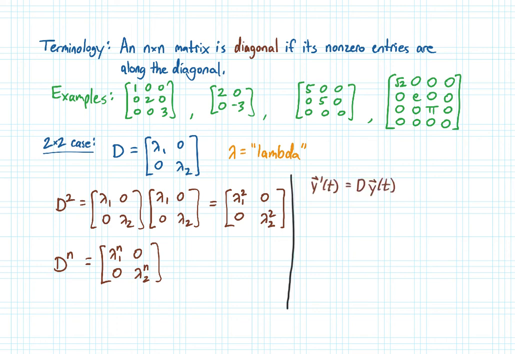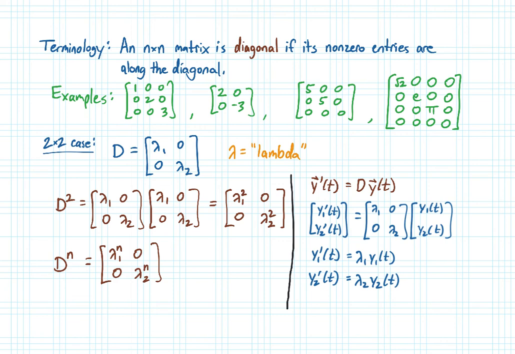Now let's look at the differential equation perspective. So let's say we want to solve the differential equation y prime equals D times y. Well, when we write this equation out in coordinates, it looks like this. And so the resulting system of differential equations is y1 prime equals lambda 1 times y1, and y2 prime equals lambda 2 times y2. And what's great about this is that the system is decoupled, in the sense that the equation for y1 prime only involves y1, and the equation for y2 prime only involves y2. And so we can solve them separately.